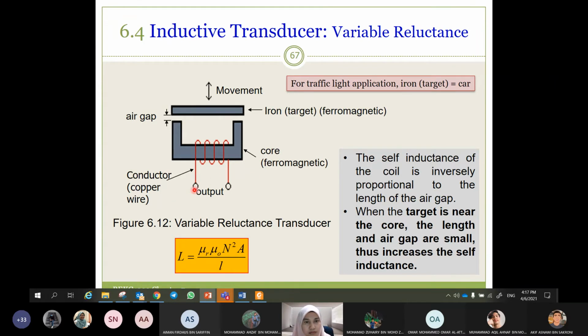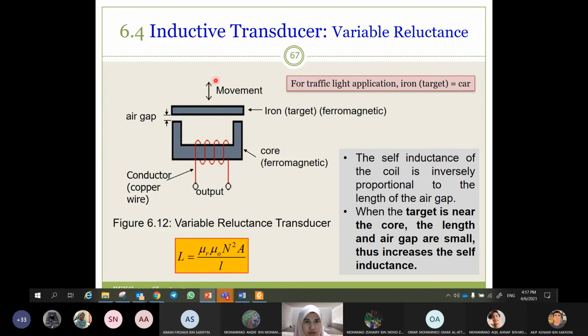This is the output connector. The example or the application for this is the traffic light. Imagine that this iron is equal to a car. Remember that we have learned about the induction loop, for the traffic light sensor, right? So this is the induction loop. This is placed on the surface of the road. This iron is the car.